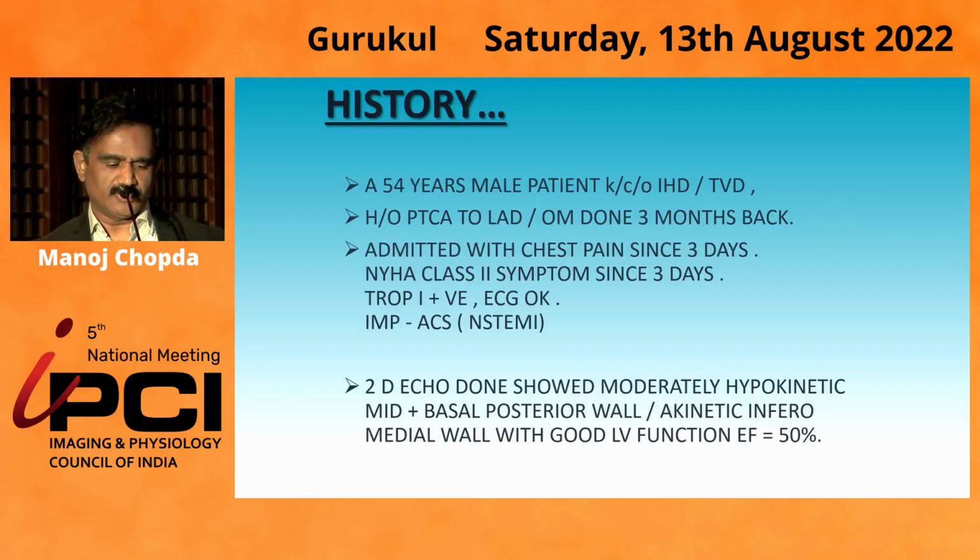This is a patient, basically a 54-year-old male, ischemic heart disease, triple vessel disease, and his PTCA to LAD and OM was done 3 months back. Admitted with chest pain since 3 days, NYHA class 2 symptoms 3 days, troponin positive, and it was like a non-STEMI. And today echo done showed a moderately hypokinetic mid and basal posterior wall, akinetic inferomedial wall with good LV function.